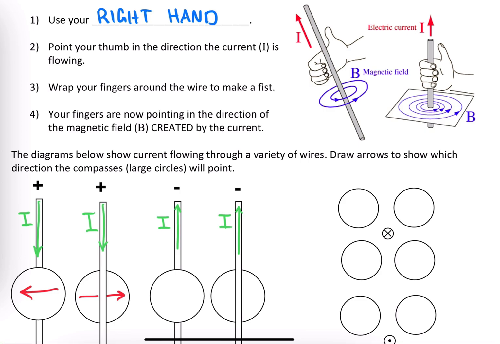Now in these next two examples, we've switched the current direction. So here we're going to again point our thumb going up the page. Pretend we're going to grab that wire with the fingers of our right hand, making a fist. And in front of the wire, between us and the wire, where this compass is, we see our fingers are going to the right. And they curl around the wire so that behind the wire, our fingers are going to the left.